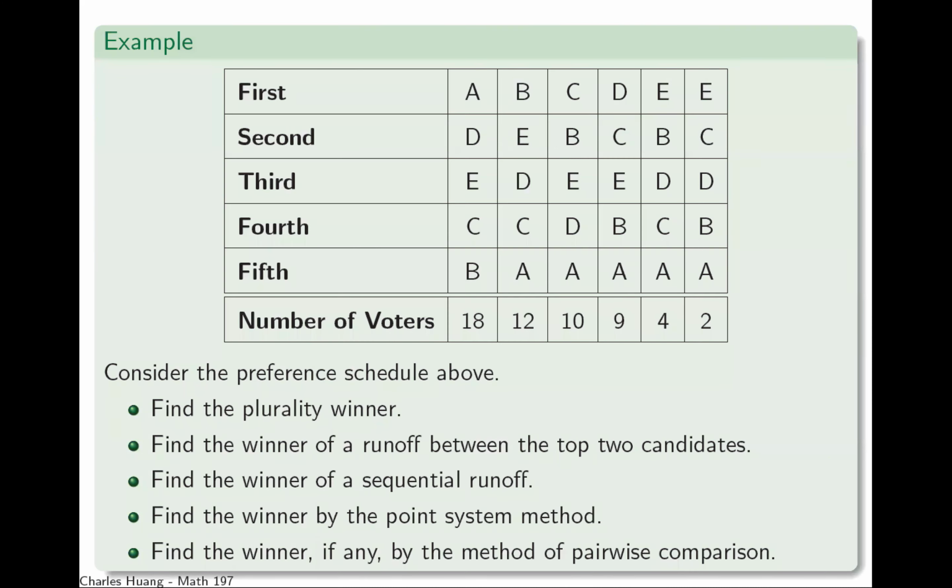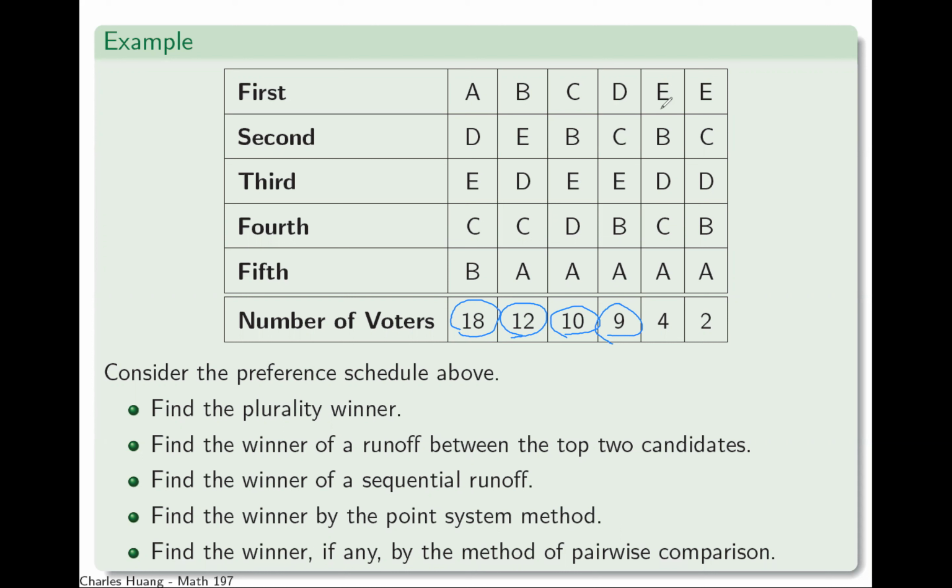Let's look at an example. Here we have a bigger preference schedule, a more complicated one. Who is the plurality winner? Now, A in this case has 18 votes. A has 18. B has 12. C has 10. D has 9.